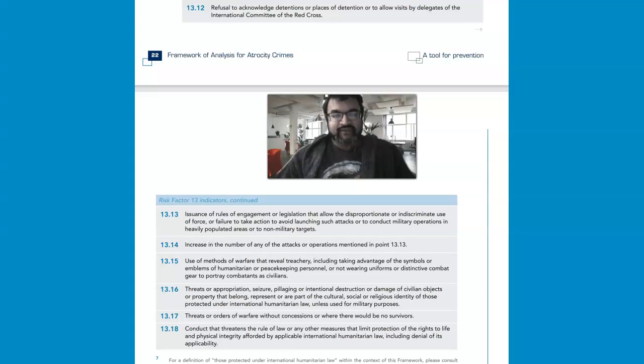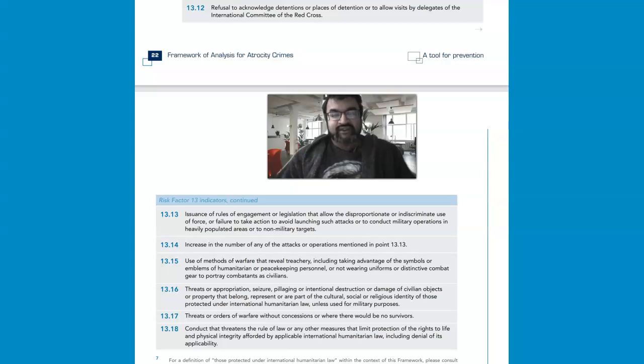13.15 is use of methods of warfare that reveal treachery, including taking advantage of symbols or emblems of humanitarian or peacekeeping personnel. 13.16 threats or appropriation, seizures, pillaging, or intentional destruction or damage of civilian objects or properties. 13.17 threats or orders of warfare, including concessions or where there would be no survivors. And then finally 13.18 conduct that threatens the rule of law or any other measure that limits protection of the rights to life and physical integrity afforded by applicable international humanitarian law.